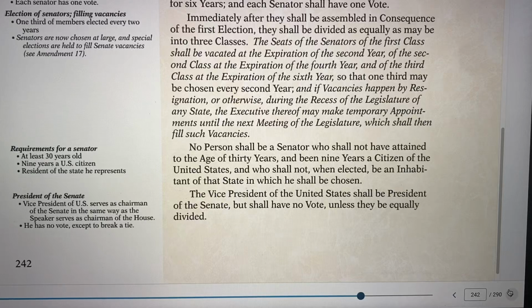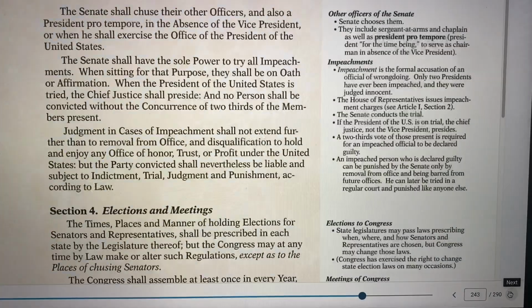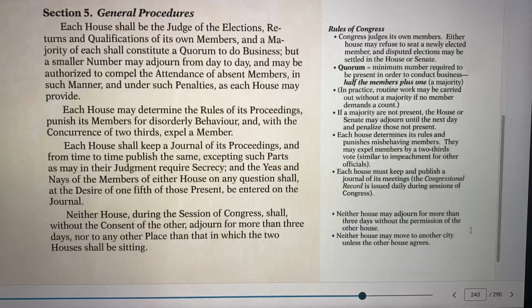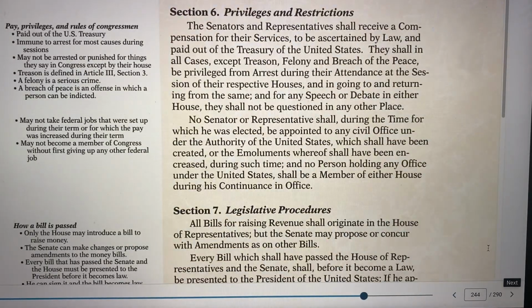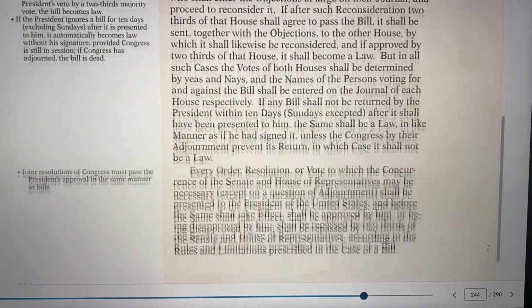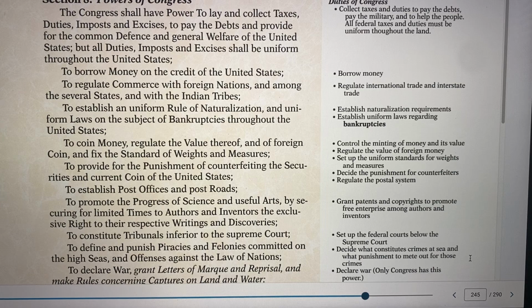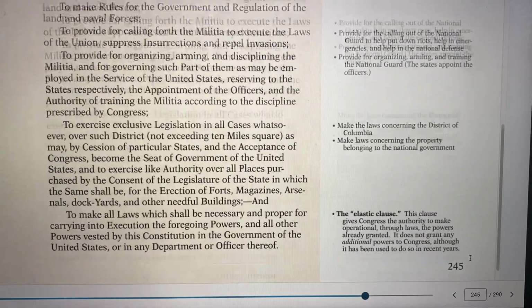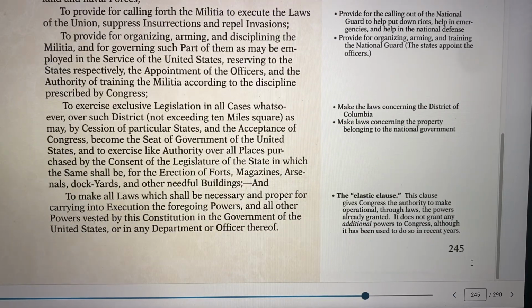The Senate is based on one senator from each state, and the House of Representatives is based on population. We went through the elections and meetings of each and onto the legislative procedures. We finished there. Onto the powers of Congress, what they could do. We went over all of the duties of Congress, whether it was the House of Representatives or the Senate, and what kind of laws they can make. And we got down to page 245 at the bottom, which talks about the elastic clause.